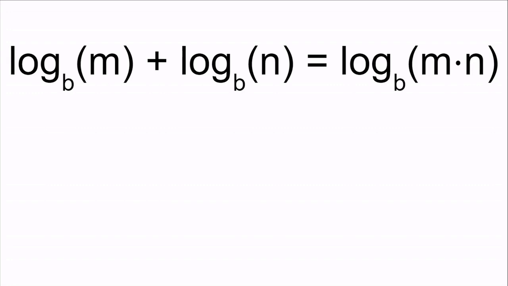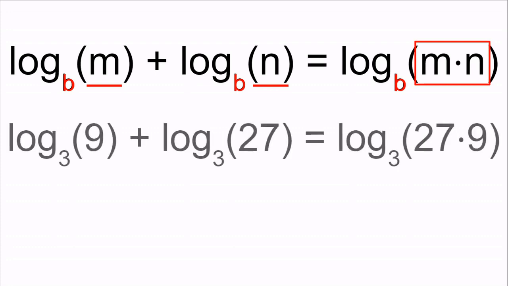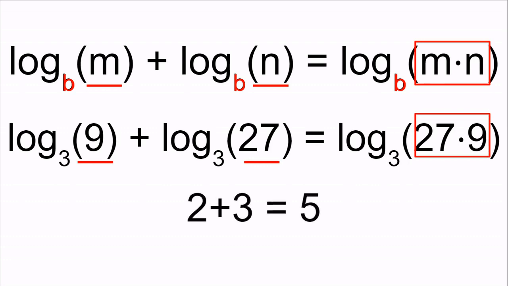Let's look at our first logarithm law. Log base b of m plus log base b of n equals log base b of m times n. So what this is saying is that when the bases of all our logs are the same, we can take the m and the n and multiply them together and merge it as one log. So we can prove this with an example. Log base 3 of 9 plus log base 3 of 27 will equal log base 3 of 27 times 9. And upon evaluating, we get 2 plus 3 equals 5. And we now know that both sides equal 5.